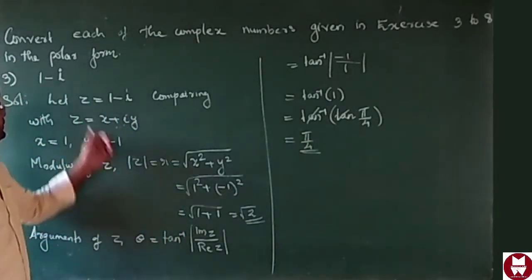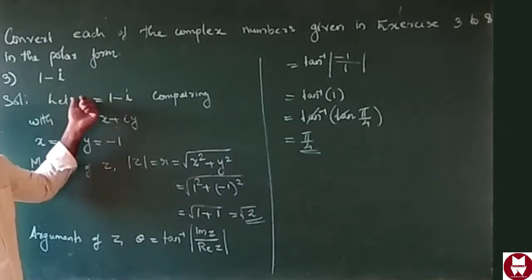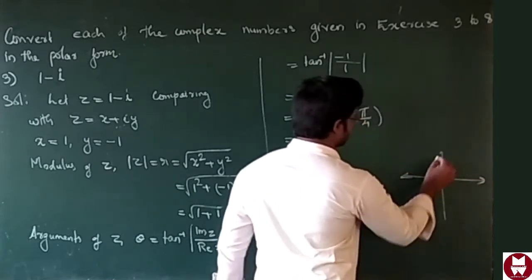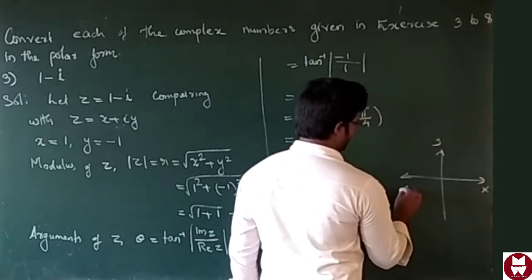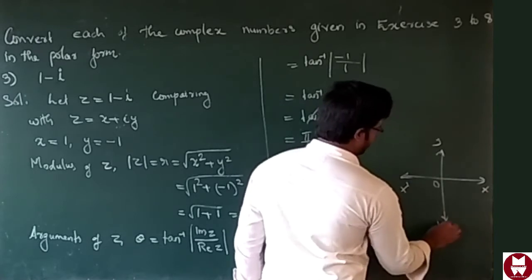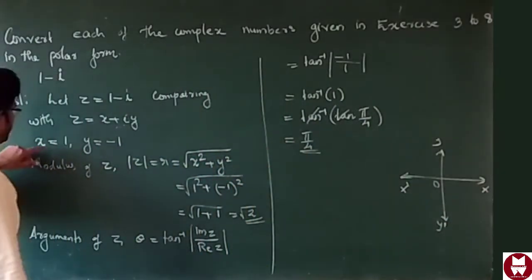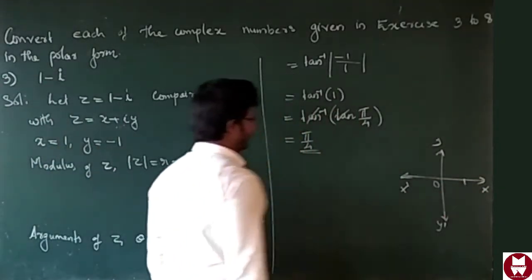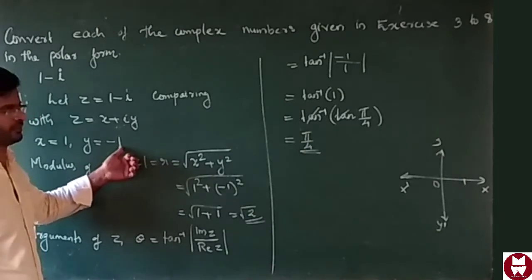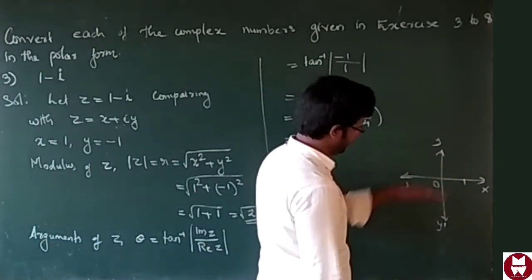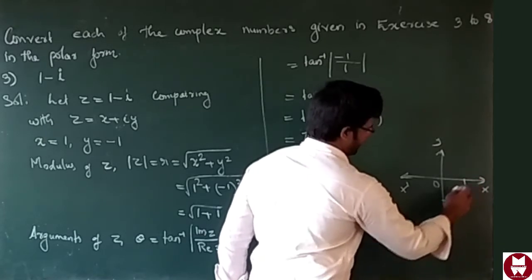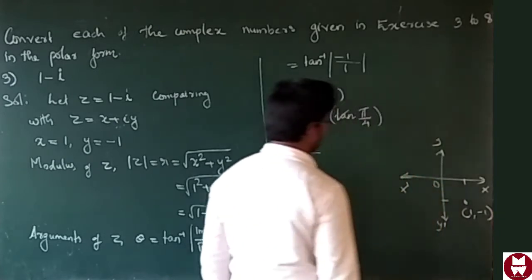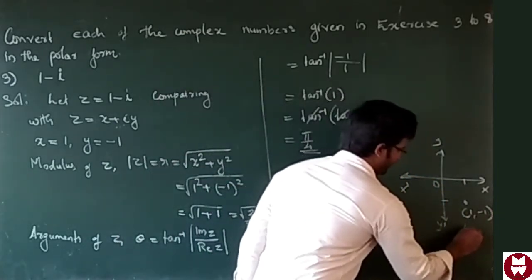Then next, check in which quadrant this given complex number lies. Let's make one Argand plane: Y, X, X dash, 0, Y dash. First, this x value is positive. Positive means right side of 0. The next y value is minus 1. Minus 1 means downside of 0. Then right side and downside is this quadrant. We can write 1, minus 1. In which quadrant? That is the fourth quadrant only.